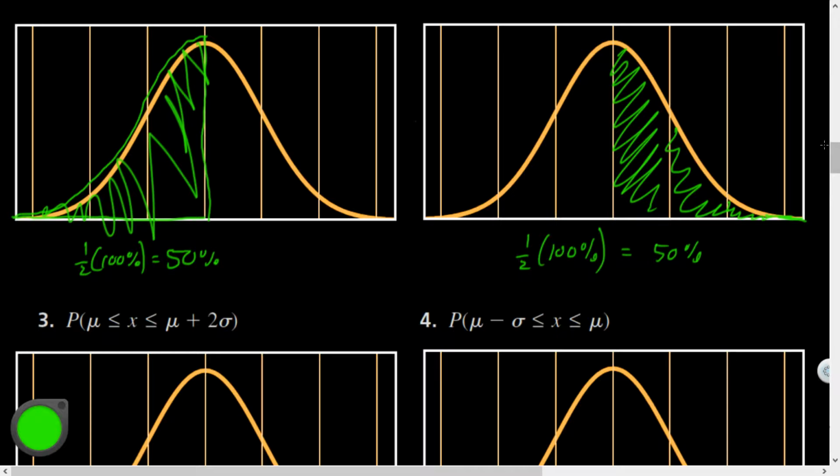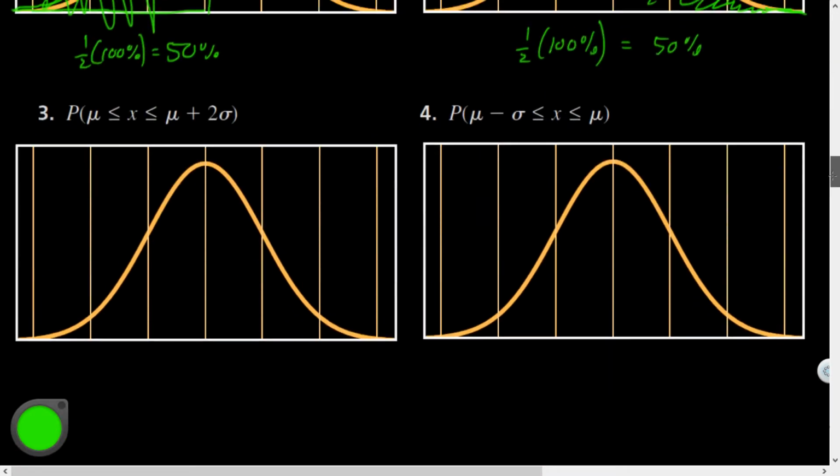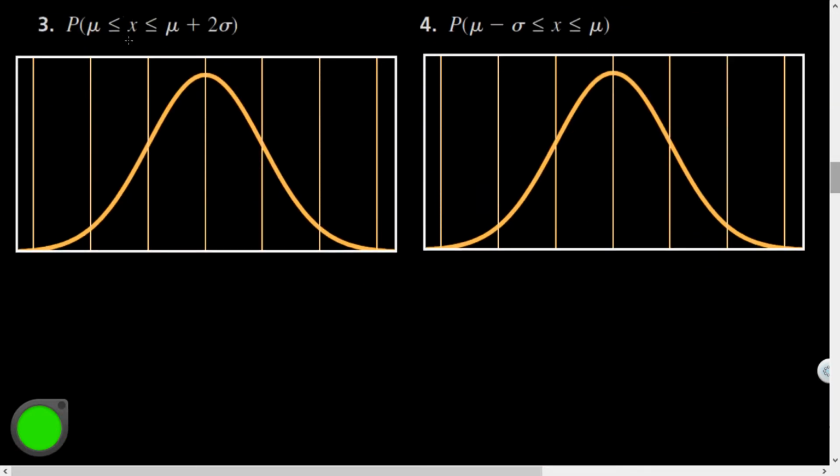Okay, so those ones aren't bad. What's going to take a little bit of work is getting used to this notation. So here, my value of x is between the mean and 2 standard deviations above the mean. Okay, so I'm talking about this space here. How do you guys think I could find that?